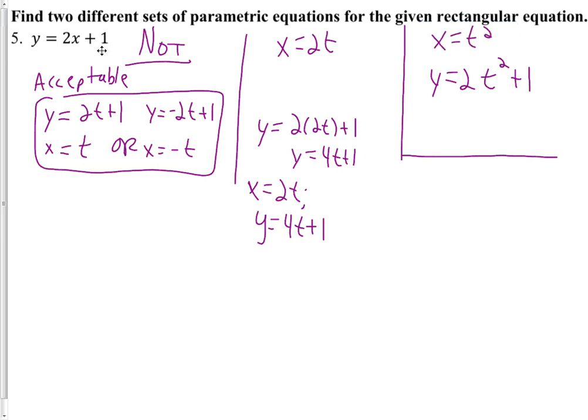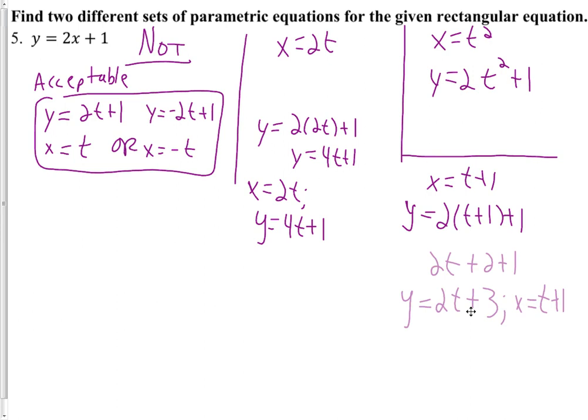Maybe you can choose to do x is t squared, and then 2 times t squared is 2t squared plus 1. We also could have done x equals t plus 1, and then you would plug t plus 1 where the x is, 2 times t plus 1, 2t plus 2, and then we have another one, so 2 plus 1 is 3, and we get y equals 2t plus 3 when x is t plus 1.